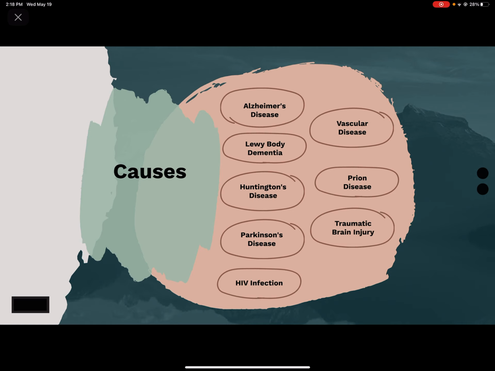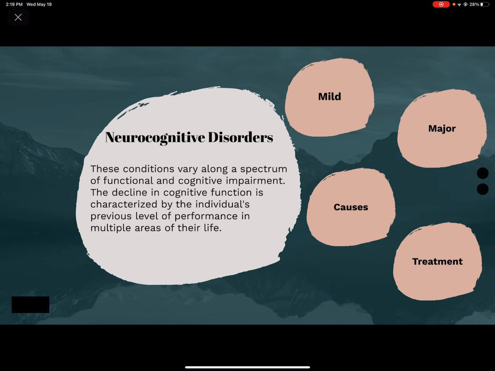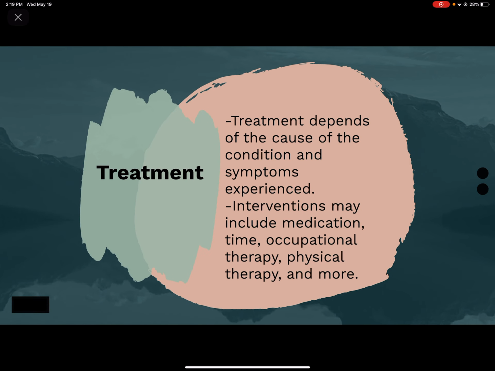So some of the causes of these disorders can really fall under a very wide umbrella. This can be Alzheimer's disease, Lewy body dementia, Huntington's disease, traumatic brain injuries, as well as others. And as for the intervention, this really does depend on the cause of the condition and the symptoms that are being experienced by the individual. So interventions may include medication management, just basic time to heal, occupational therapy, physical therapy, as well as other medical interventions.